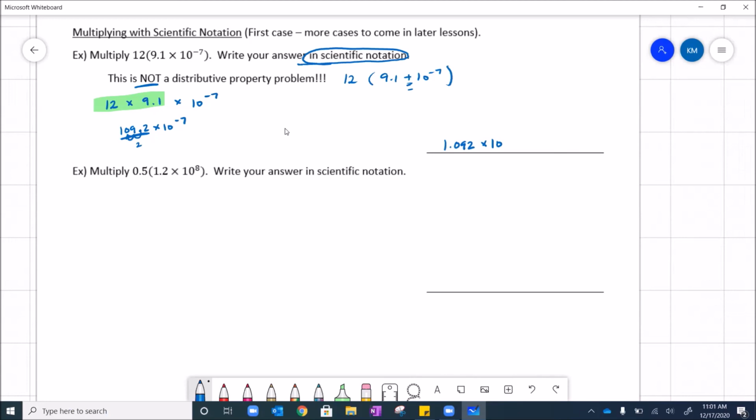Now we made this smaller by 2, so we need to make the exponent larger by 2: negative 5th. Or, our exponent said move left 7 times, move left 7 times, and we moved left twice, and so we have 5 more to go. Try your hand out on the next problem.